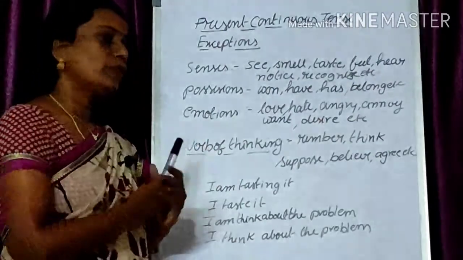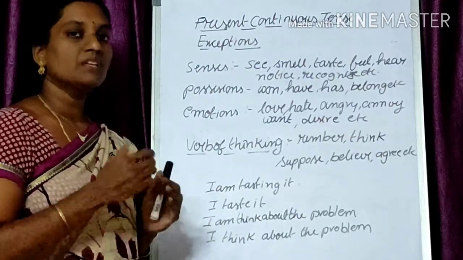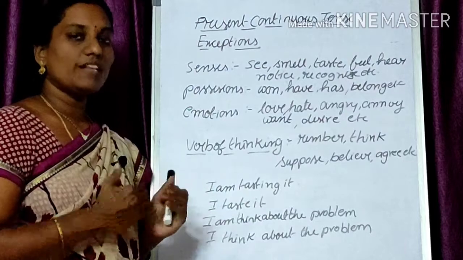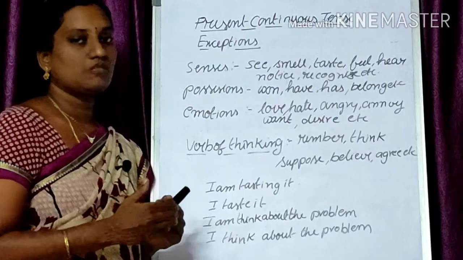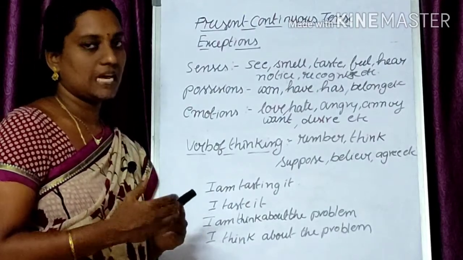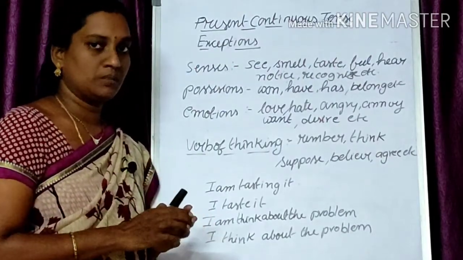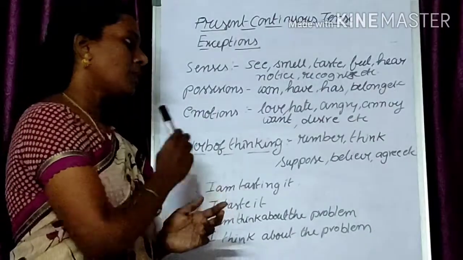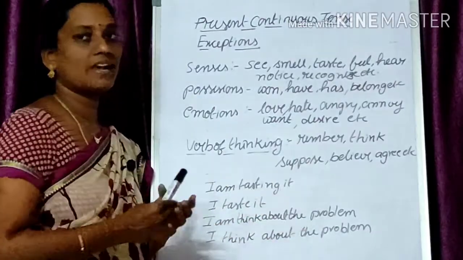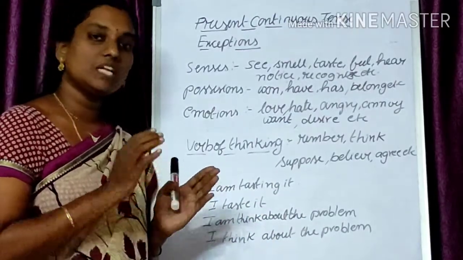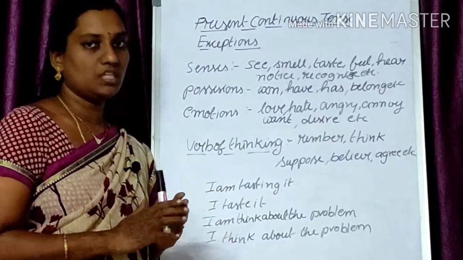And also emotions like love, hate, angry, annoy, want, desire, etc. These are all mental feelings. So when these are used as verbs, we should not use the ing form. We should not say I am loving, I am desiring, I am wanting. And the next, see, verbs of thinking like remember, think, suppose, believe, agree, etc. These are words which deal with our thought process. So when we use them as verbs, we should not use the ing form.